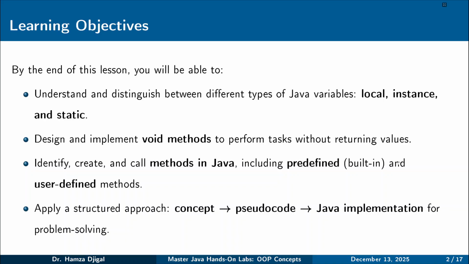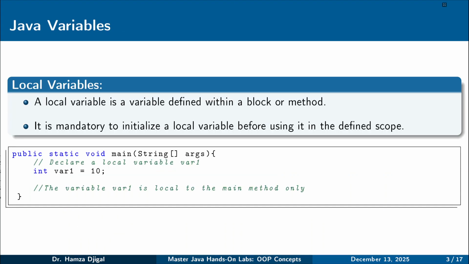Then after this, we'll do a practical related to a problem, which we'll first do in our own way, with the concept, the pseudocode, and then we show the Java implementation. After this video, the next video will focus on it. So let's start. What exactly are variables, starting with the local variable?